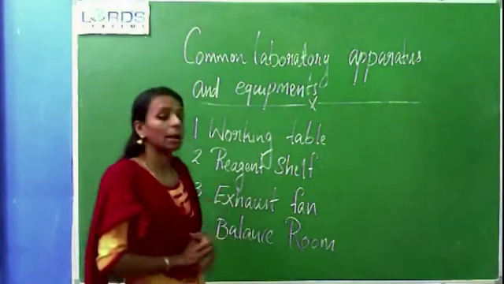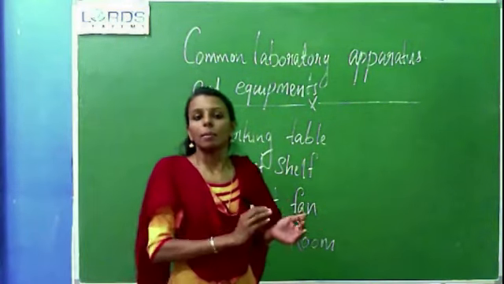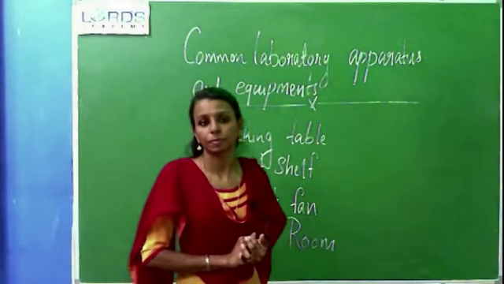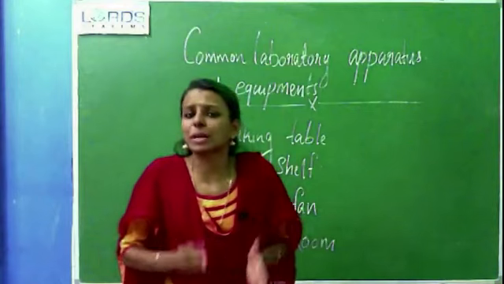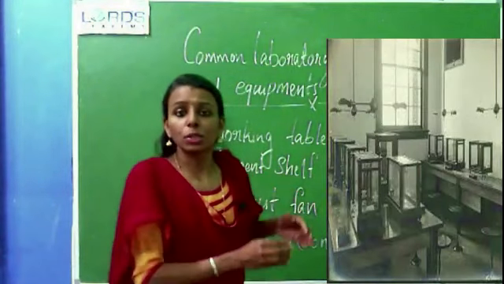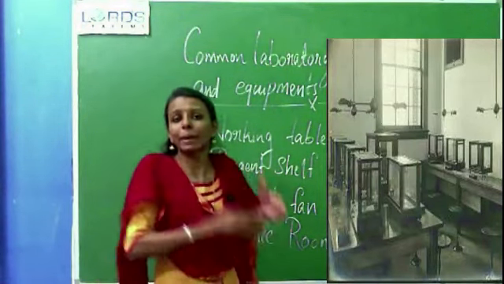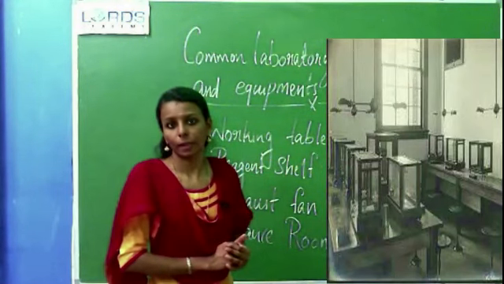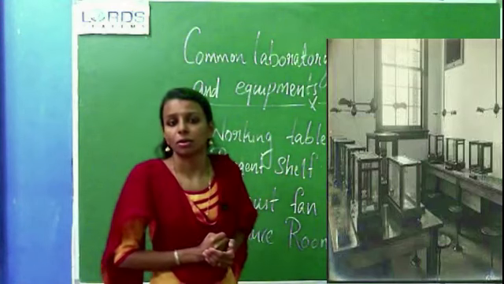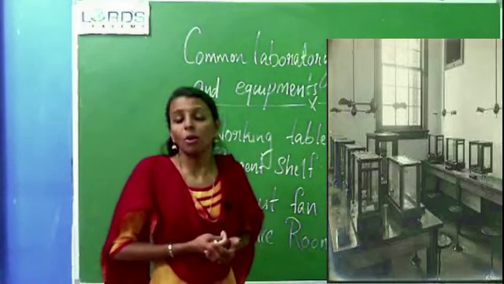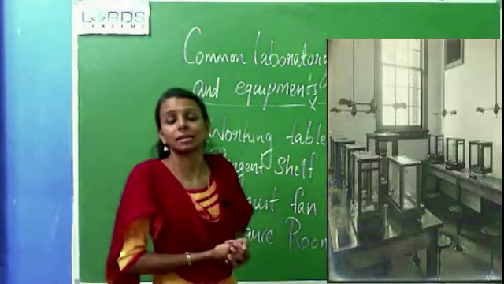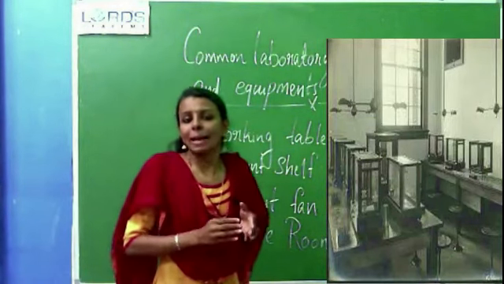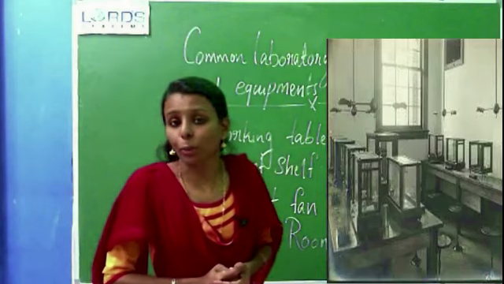Then the fourth one, the balance room. The balance room is a very important facility present in the chemical laboratory. It is a special room used for keeping the balance. What is the use of the balance? For weighing the chemicals, we are using the balance. Where we keep the balance, the room is known as the balance room. This balance room should be dust free for getting accurate measurement.